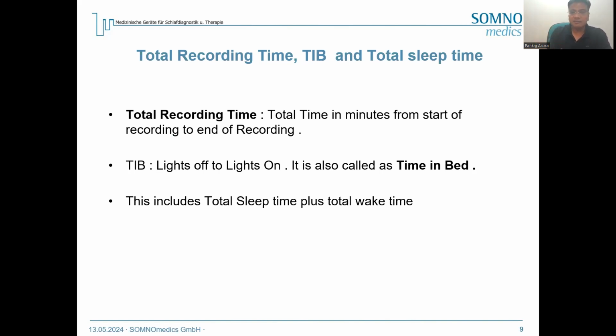So when we tell the patient to try to sleep and switch off the lights, that is called lights off. And in the morning, when we wake the patient up, turn the lights on and also give the software lights on, the time between lights off and lights on is time in bed. So that is what we are interested in.